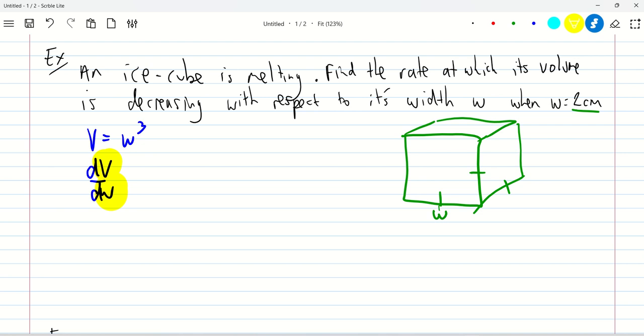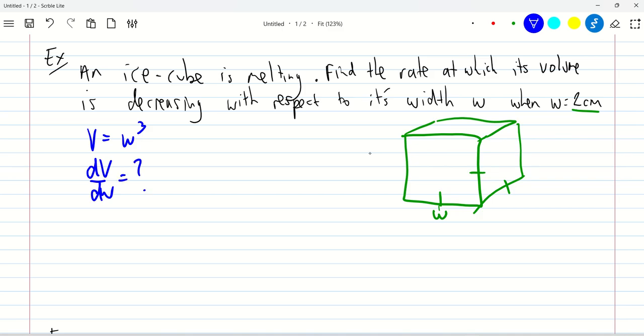If it wanted the rate at which the area was changing with respect to its width, it would be dA dW. If we wanted the rate of change of the area with respect to time, that would be dA dt, etc., etc. That's the language that you need to get used to, to work with these problems. So dV dW is what we're trying to figure out.